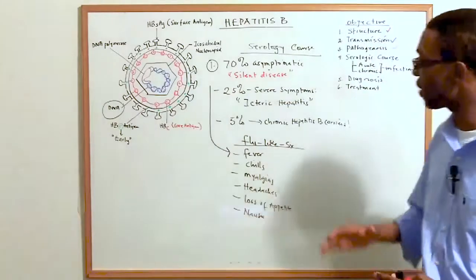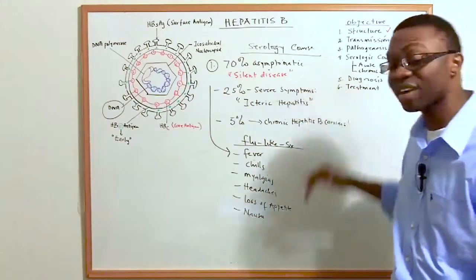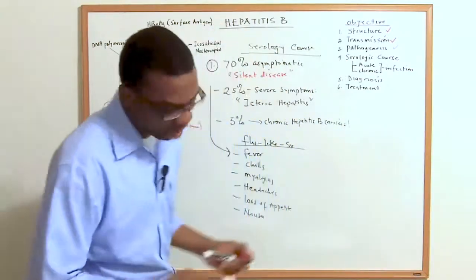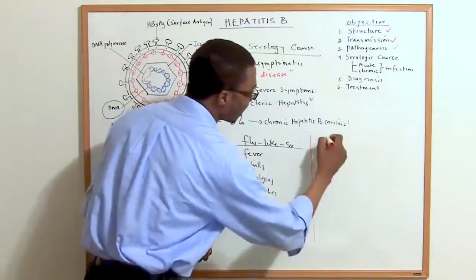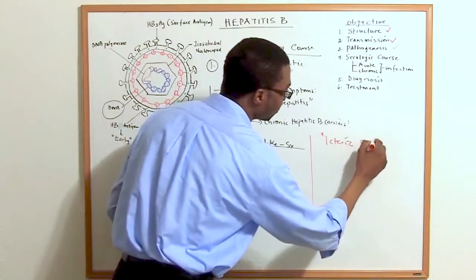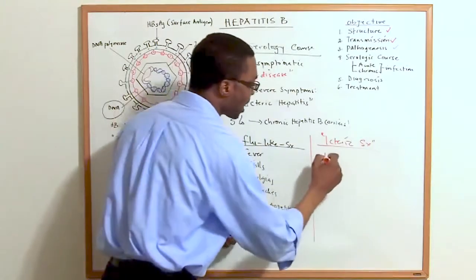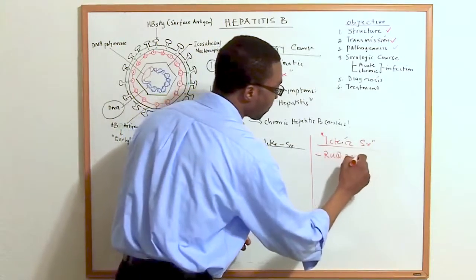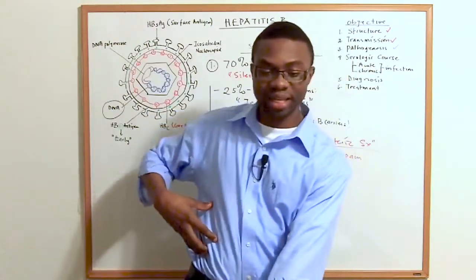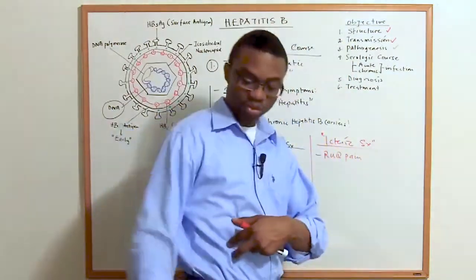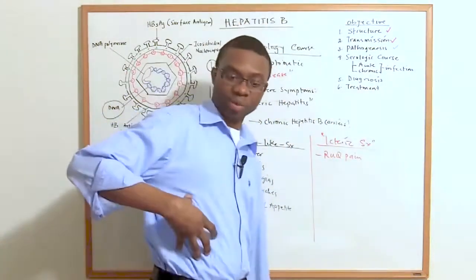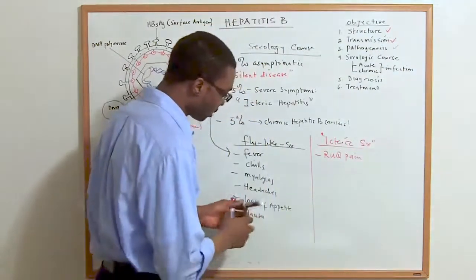However, if we do develop a severe icteric hepatitis, these are the symptoms patients are going to present with. Icteric, from the word jaundice. Patients will have right upper quadrant pain. Why do they have right upper quadrant pain? Because this is exactly where the liver is. The liver is in the right upper quadrant. They will also have fever.